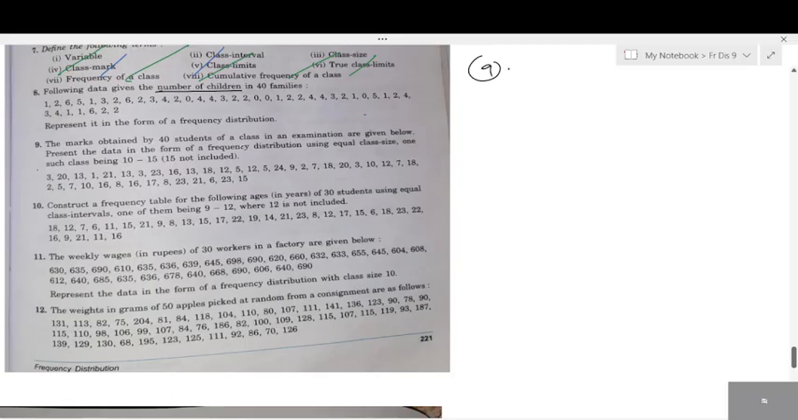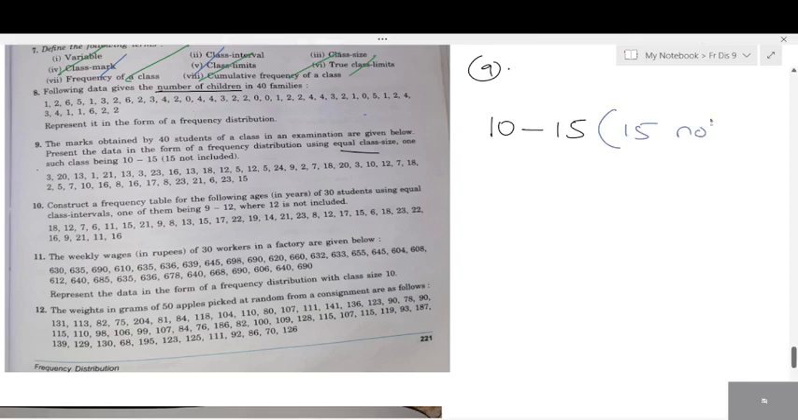Here, what they have asked: the marks obtained by 40 students in an examination are given below, present them. Okay, equal class size. Fine. I'll tell what that equal class size is. One such being 10 to 15. They have given an example. One is 10 to 15. And in bracket, what they have given, students?